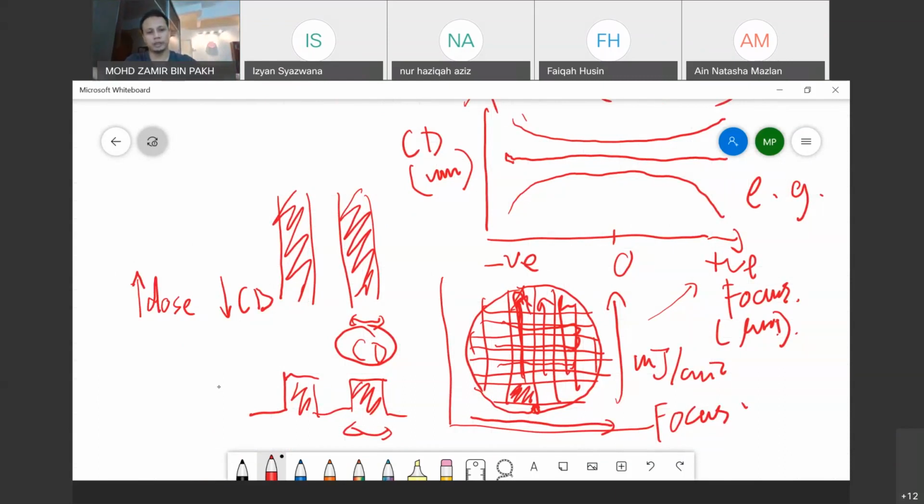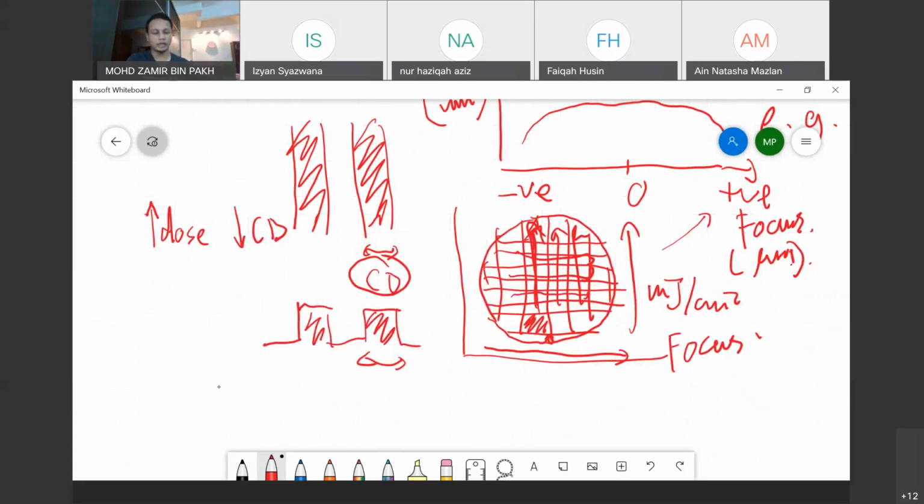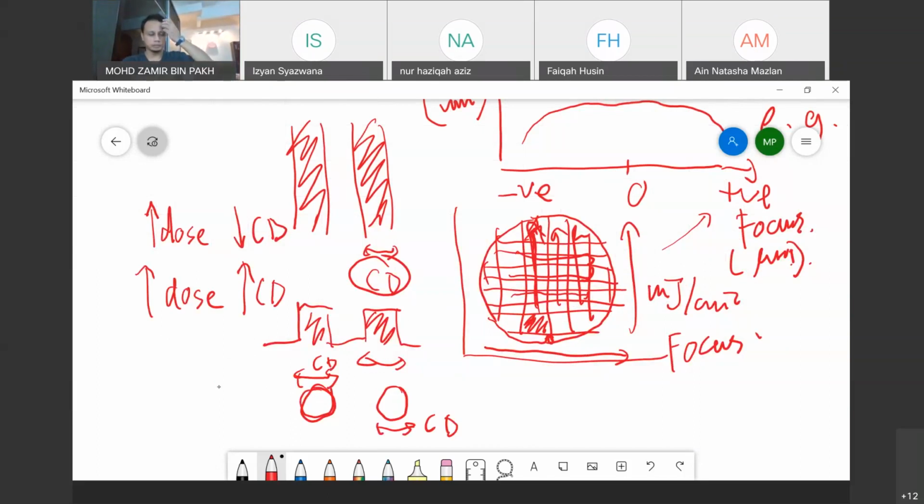On the other hand, if you print a hole, we have discussed that, when we use dark field and clear field masks, if you print a hole, the CD is here, basically the diameter of the hole. If you increase the dose, CD will increase. Okay, the hole's relationship is proportional to the dose, and CD of the line is reciprocal to the dose. CD of the hole is proportional to the dose. So if you have 50 millijoule per cm squared and 100 millijoule per cm squared for a hole, 100 millijoule per cm squared is going to produce a bigger hole.